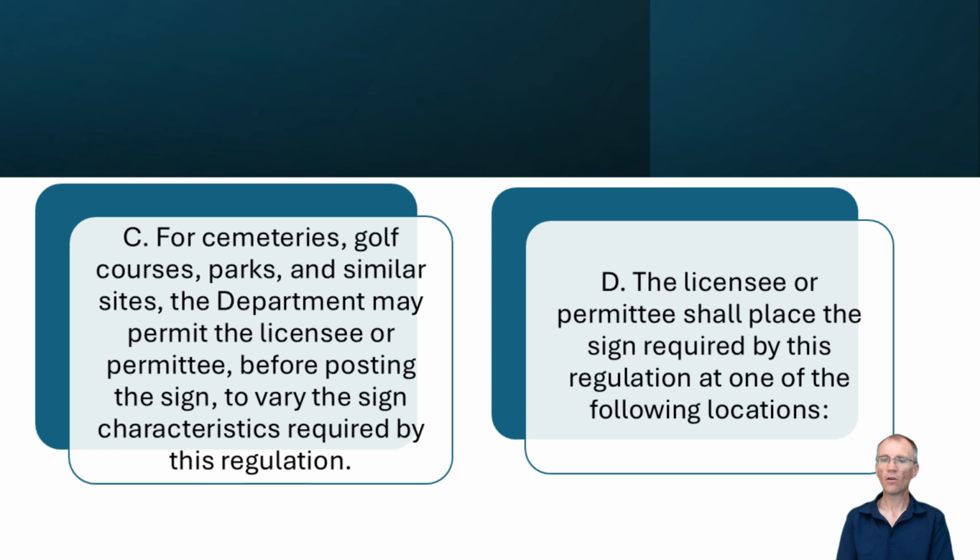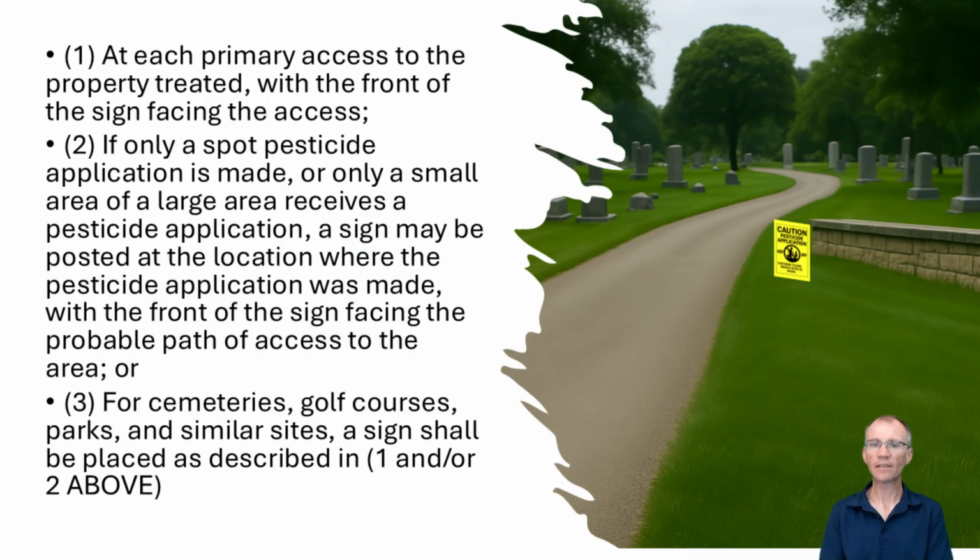D. The licensee or permittee shall place the sign required by this regulation at one of the following locations. 1. At each primary access to the property treated, with the front of the sign facing the access. 2. If only a spot pesticide application is made, or only a small area of a large area receives a pesticide application, a sign may be posted at the location where the pesticide application was made, with the front of the sign facing the probable path of access to the area. Or 3. For cemeteries, golf courses, parks, and similar sites, a sign shall be placed as described in 1 and/or 2 above.